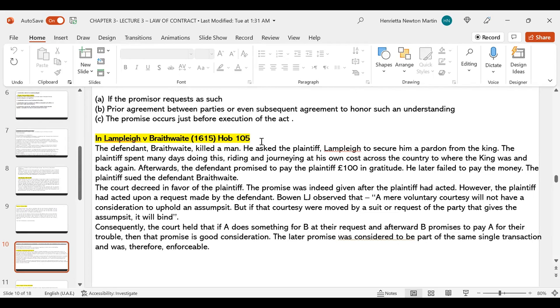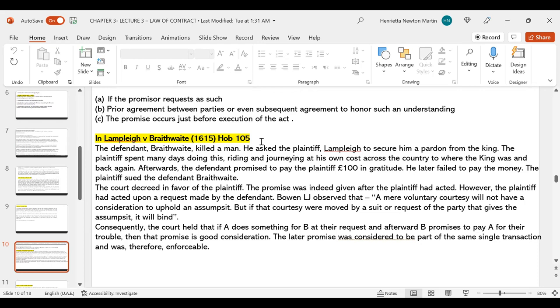The defendant Brathwait killed a man. He asked the plaintiff, Lampleigh, to secure him a pardon from the king. The plaintiff spent many days doing this, riding and journeying at his own cost across the country to where the king was and back again. Afterwards, the defendant promised to pay the plaintiff £100 in gratitude. Then he later forgot about that money. He failed to pay it. Then the plaintiff sued the defendant, Brathwait. Here, the court decreed in favor of the plaintiff, that is Lampleigh.